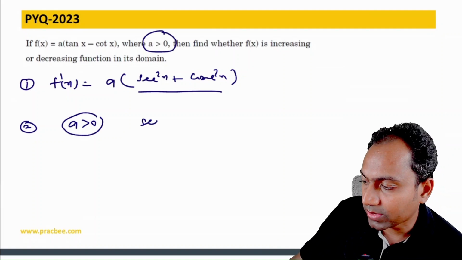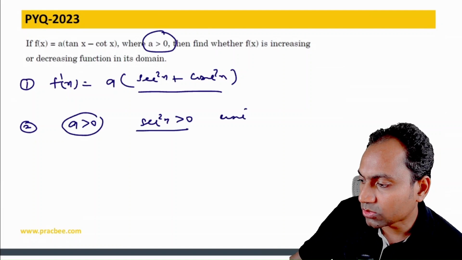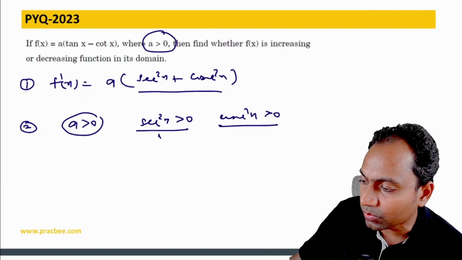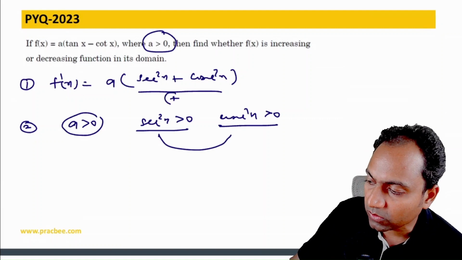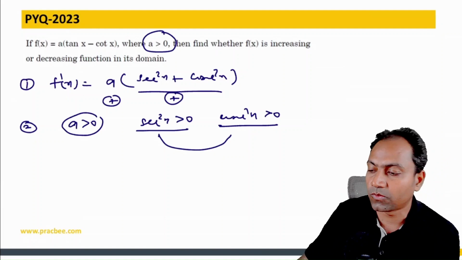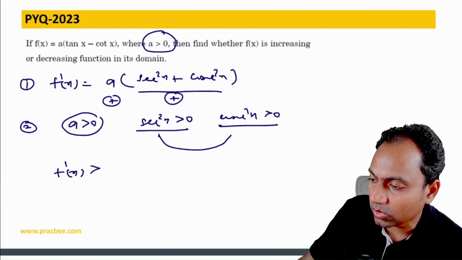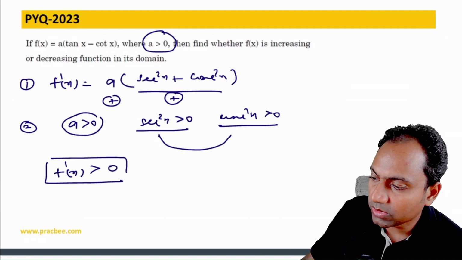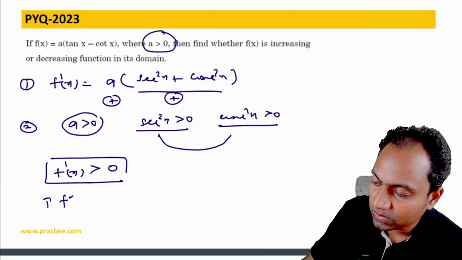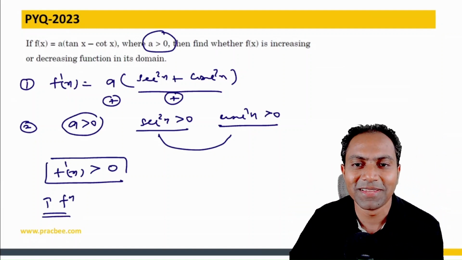And see, sec square x, because it is a perfect square, will be greater than 0. Cosec square x, since it is a perfect square, will be greater than 0. So when you add two positive quantities, you will get a positive quantity. So the whole of this quantity is positive, the quantity before it is also positive. So what we can conclude, based on this evidence, is that this is always greater than 0. So it becomes nothing but an increasing function. So a very simple question. In just 2 or 3 steps, you can easily understand that.